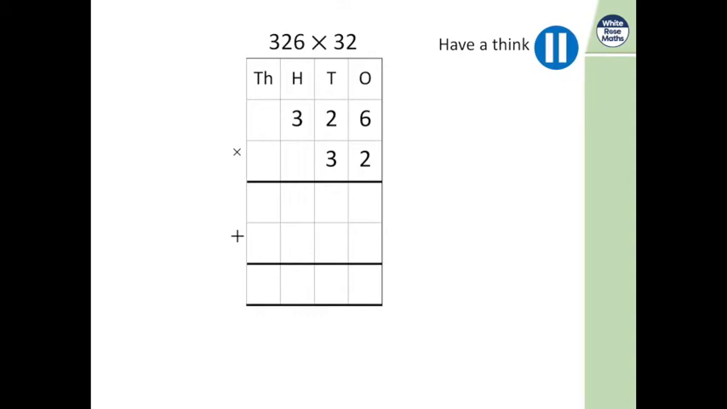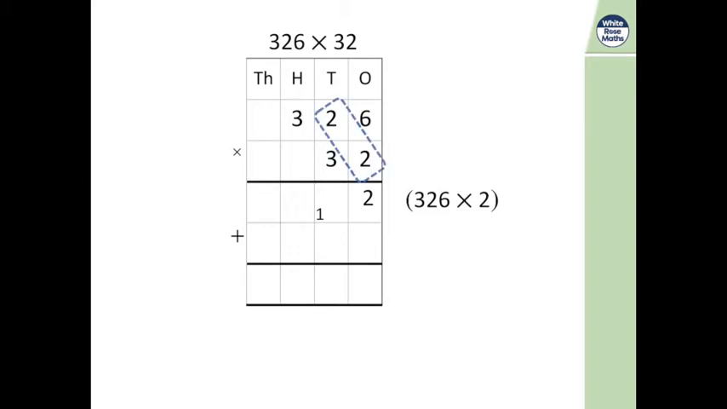Next calculation, have a think. We're going to find 2 groups of 326 firstly. 2 times 6 is 12, so 2 down, we carry over the 1. We're exchanging 10 ones for 1 10. 2 groups of 2. 2 times 2 is 4, but there's another one that we needed to add on, so that's 5. 2 groups of 3 is 6. Now we've done the first row.